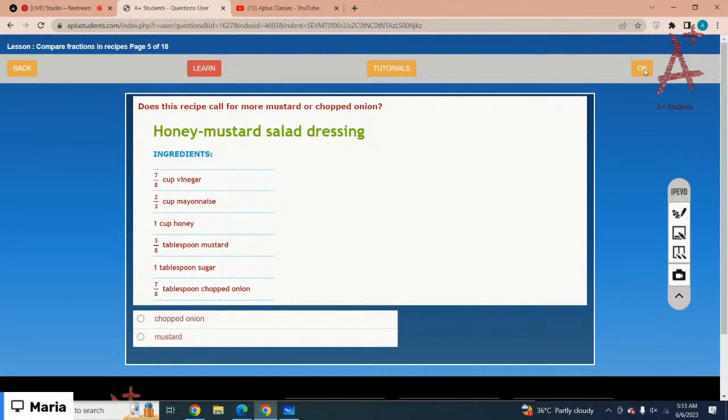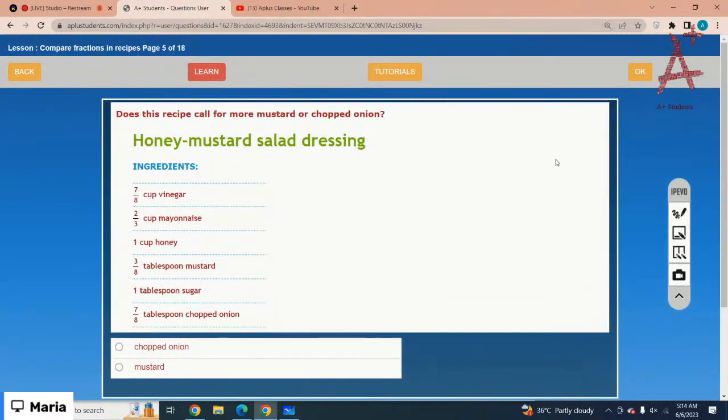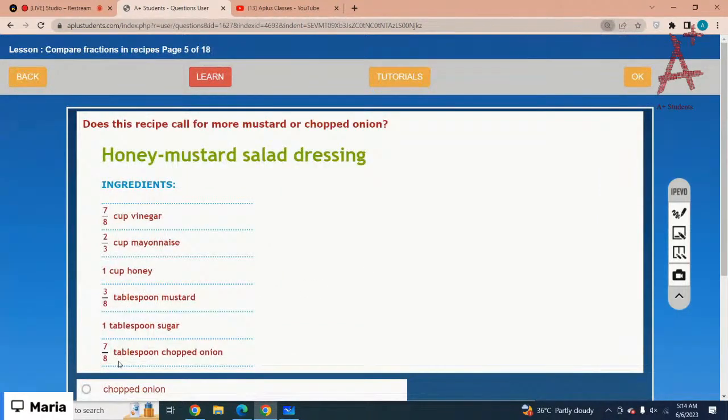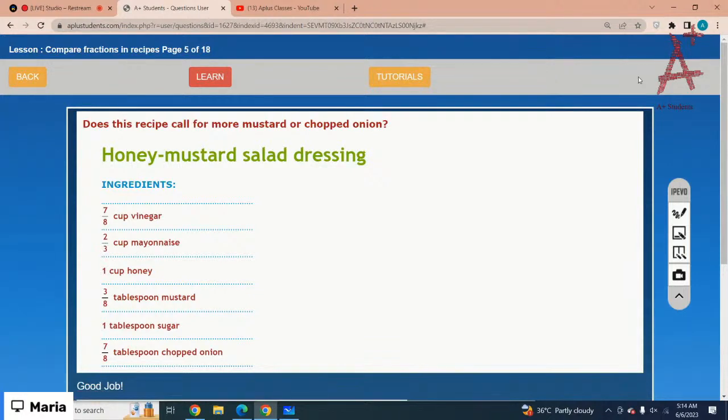Seven by eight chopped onion. You can't see my screen properly? Okay, I'll make it a little bigger, don't worry. And mustard is 3 by 8, so 7 by 8 is greater than 3 by 8, so that means you need more chopped onion than the mustard.